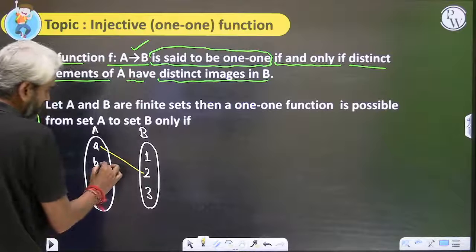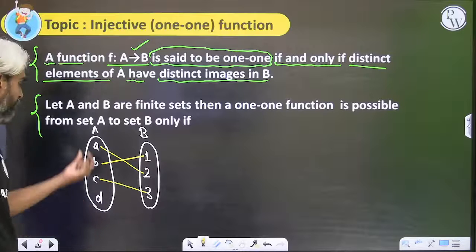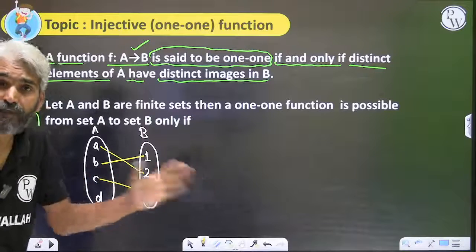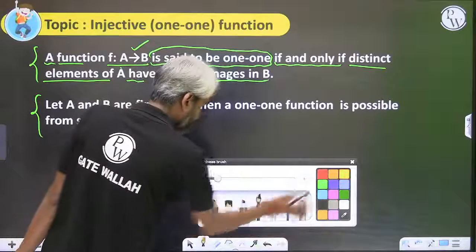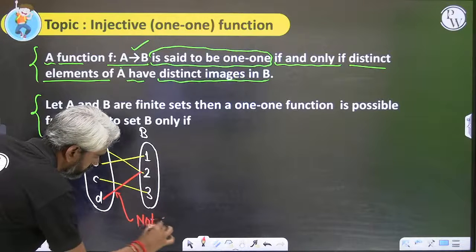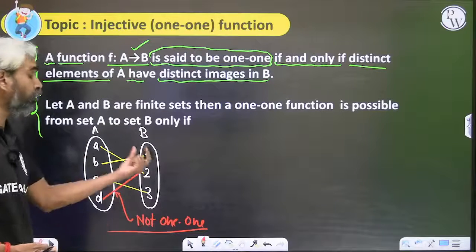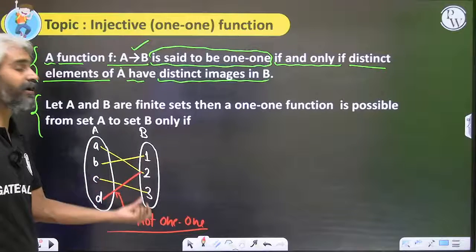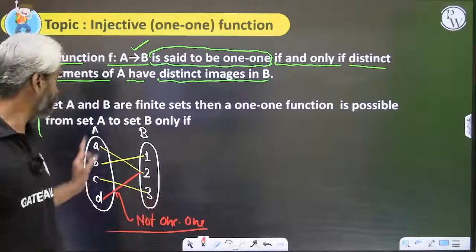Let's try to construct a 1-1 function. A has image 2, let's assume B has image C, C has image 3. Now if element D of the domain does not have any image in the codomain, then it will not be a function. But if any one of these 3 elements becomes the image of element D, then it will not remain a 1-1 function. So if the cardinality of set A is more than the cardinality of set B, then we can never have a 1-1 function from set A to set B.